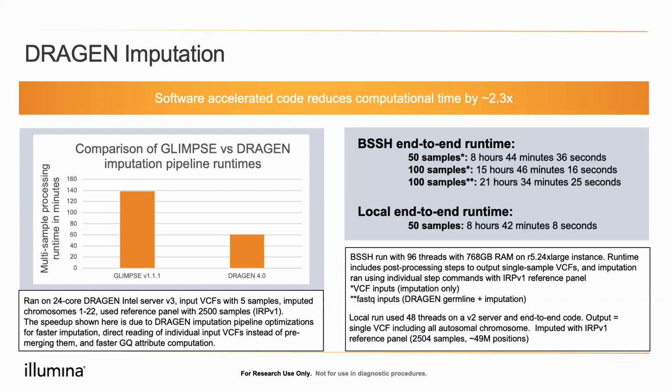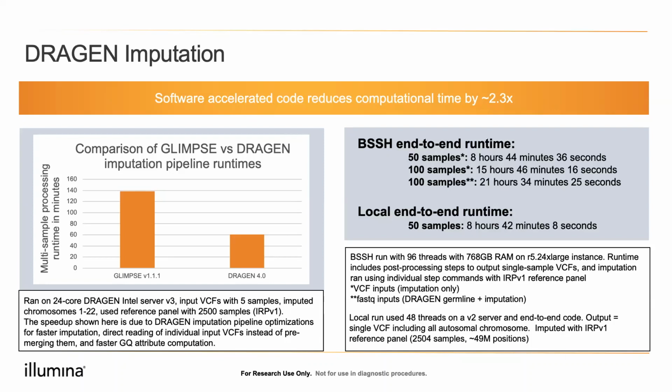This software accelerated code also reduces the computational time by about 2.3x. So for multi-sample processing runtime in minutes, it takes about 140 minutes of this data set with GLIMPS versus about 60 minutes with DRAGEN version 4.0. And then to just give you an idea of how long you might expect this to take for different sample types or number of samples, on BaseSpace, the end-to-end runtime for 50 samples is about 8 hours and 45 minutes.